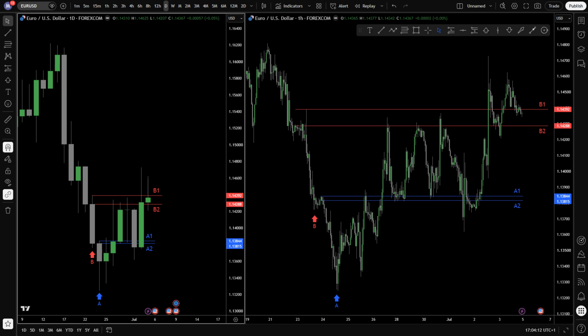The B area becomes the target for long trades. The A area becomes the target for short trades. Understanding where price is likely to travel is just as important as knowing where to enter.